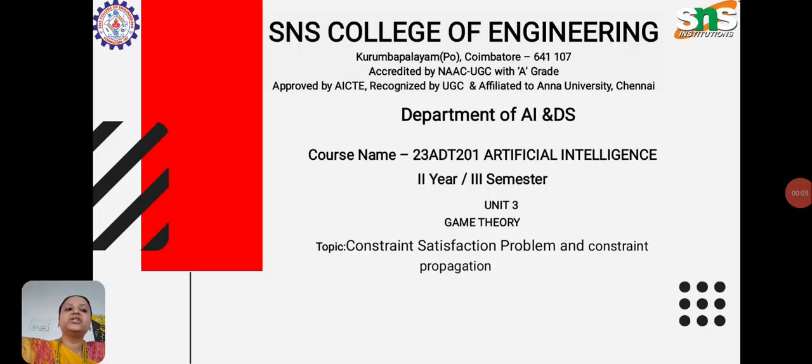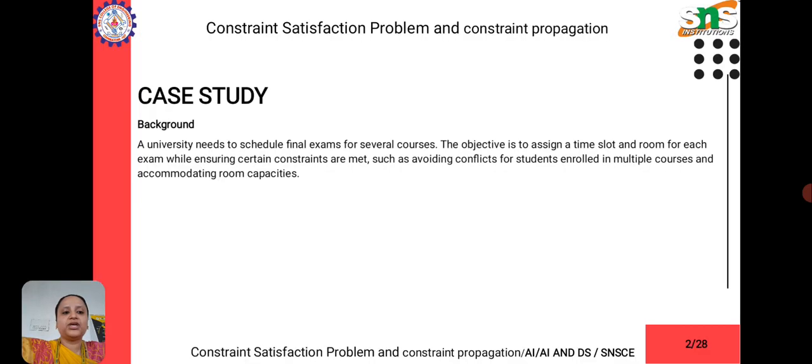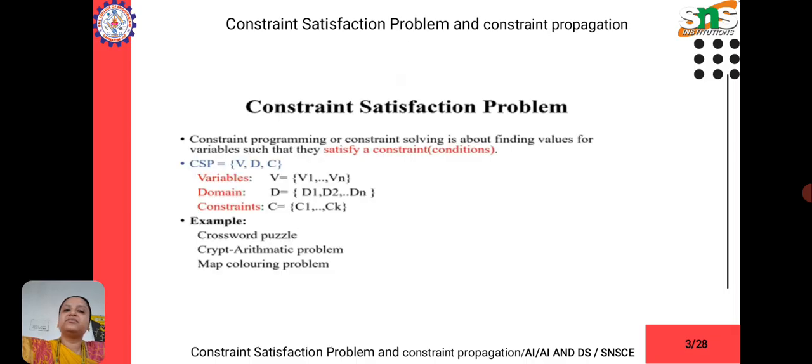Today I am here with a new topic called constraint satisfaction problem and constraint propagation. Now, what is a constraint satisfaction problem? It is nothing but you are given a problem and you have different constraints in it. You have to satisfy all those conditions and all those constraints that are provided. In this, there are three main things that are dealt with, that is variables, domain and constraint. We will see what is a variable, what is a domain and what is a constraint in the next slides.